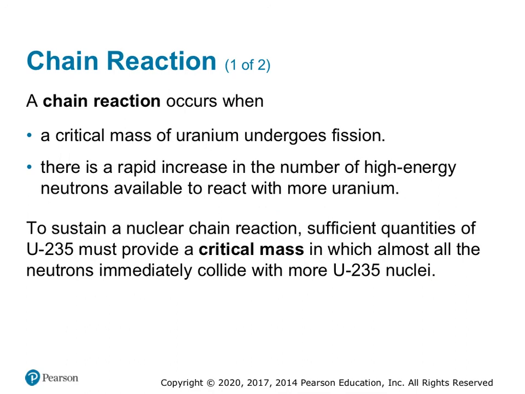We get what we call a nuclear chain reaction, and this chain reaction occurs when a mass of uranium undergoes fission, and there is a rapid increase in the number of neutrons available to react with more uranium. Remember, one uranium-235 produces three neutrons. Those three neutrons bombard more uranium. Each uranium atom splits and makes three more neutrons. And we wind up with a chain reaction.